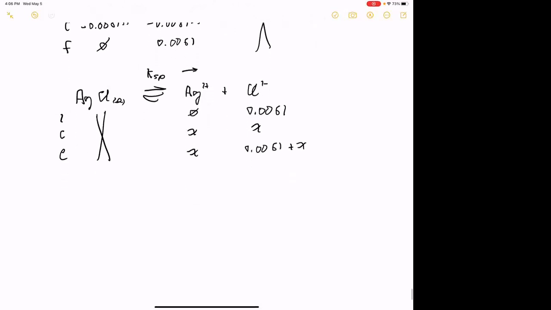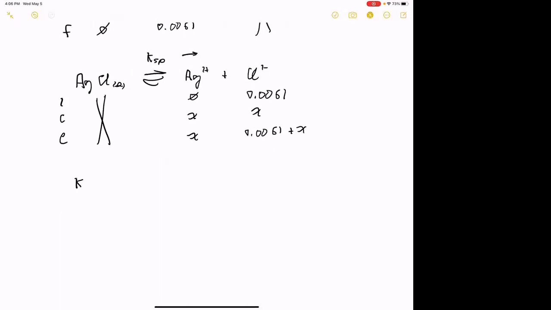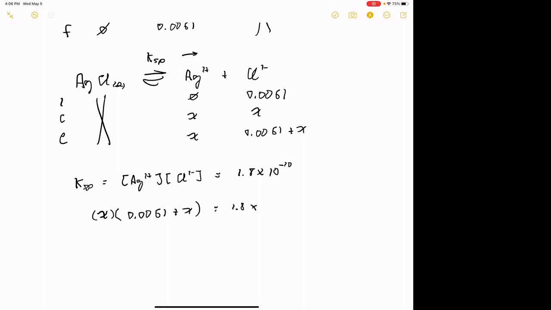Okay, so now I can plug all this back into the KSP. Remind ourselves what the KSP is. It's the equilibrium concentration of the silver ion times the concentration at equilibrium of the chloride ion. And we have both of those. And that's all equal to the KSP, which is 1.8 times 10 to the minus 10. Again, that's the number we go look out of the table. All right, so now I'm going to bring everything from the E line down. So silver ion becomes X. Never done this calculation before, have you? 0.0061 plus X is equal to 1.8 times 10 to the minus 10th. Okay, can we make the math easy, guys?